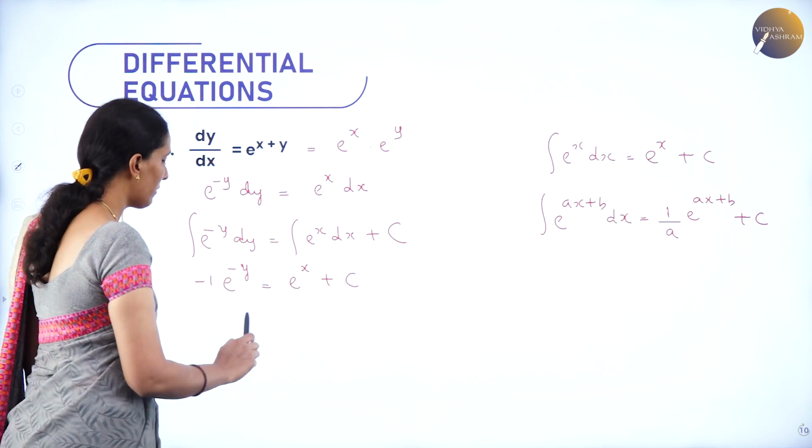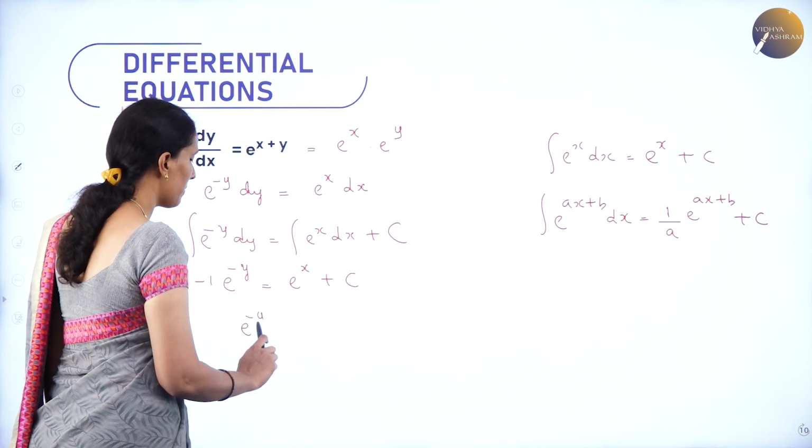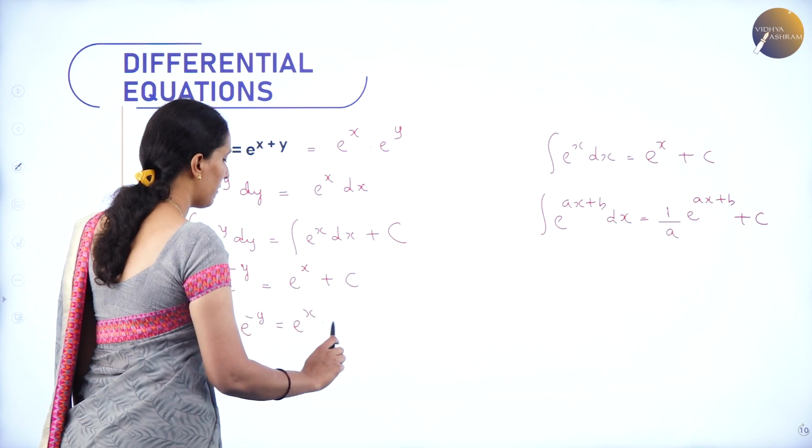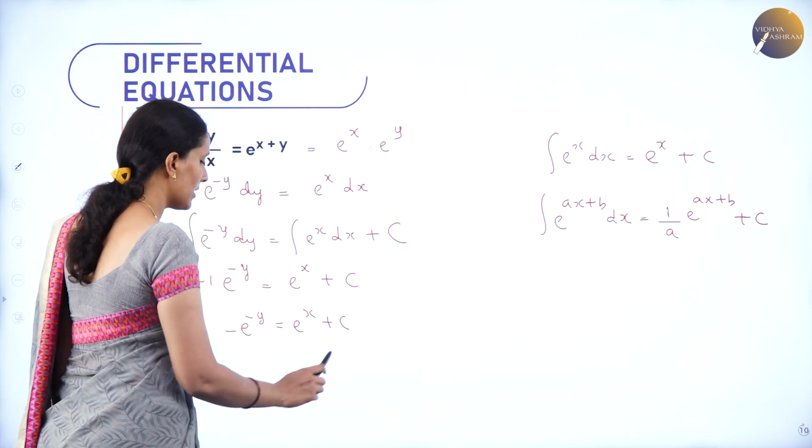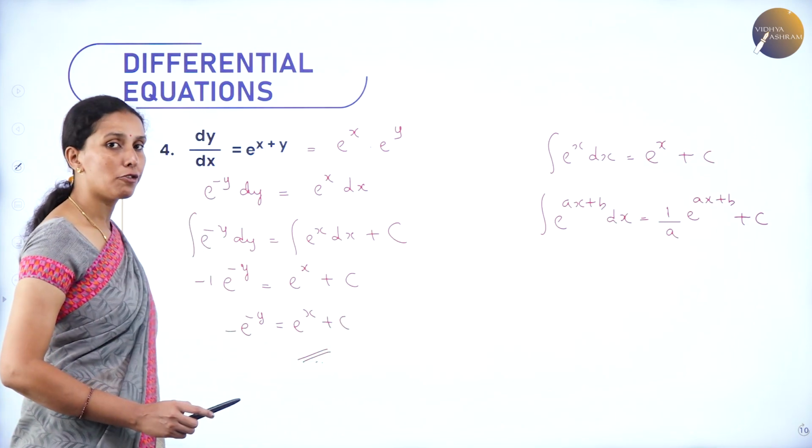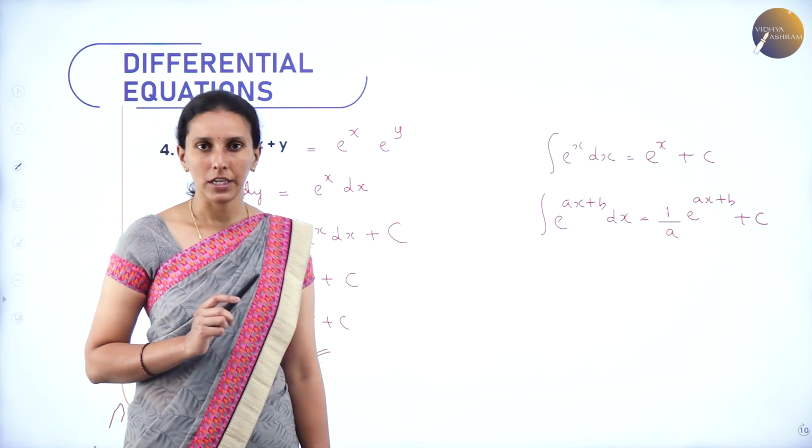So now multiply 1 here. So this becomes e power minus y is equal to e power x plus c. So here we have minus. So this is the general solution for the given differential equation.